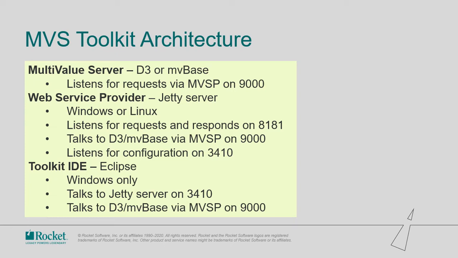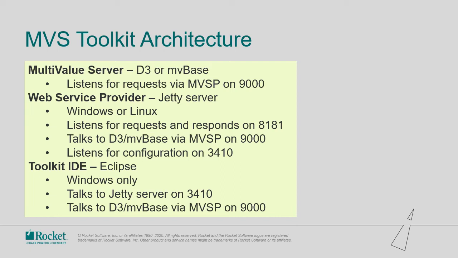There are three components in play here. The first component is the D3 server, which listens and responds to requests using our multi-value server protocol, or MVSP as we call it, on TCP port 9000 by default. It can be D3 Windows, D3 Linux, D3 AIX, or MVBase.